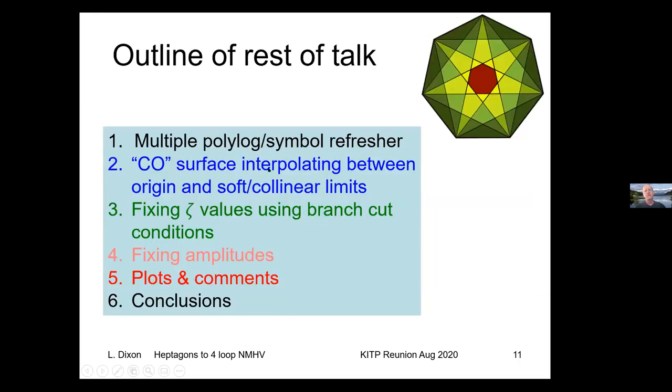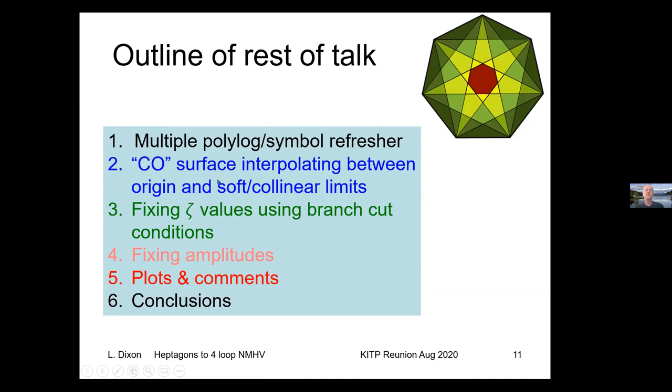Now the outline of the rest of the talk is that I'm going to give you a little refresher course on multiple polylogs and symbols, just the basics. Then I'm going to describe a very important surface that we use in order to supply the necessary zeta values. That surface interpolates between different limits, and it lets us get around inside this space.